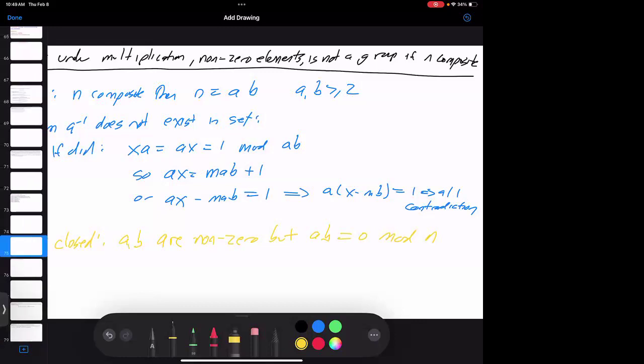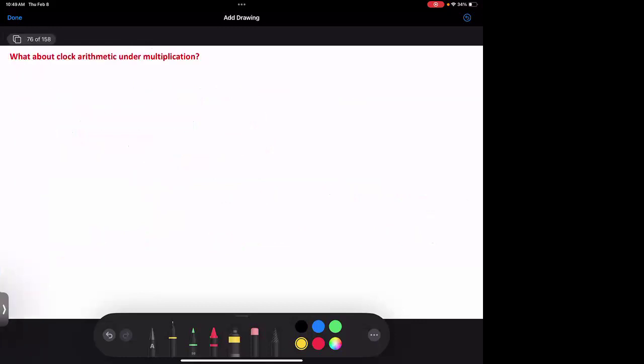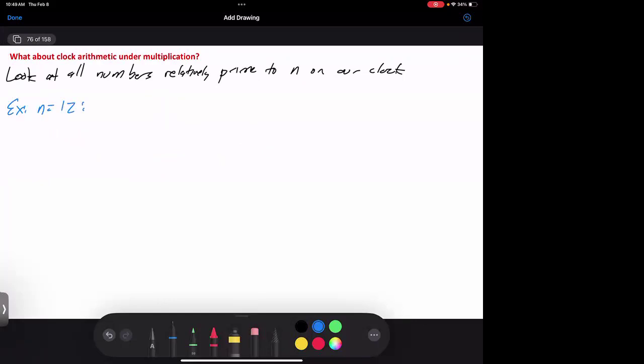Okay, good. So let's try that. Look at all numbers relatively prime to n on our clock. For example, n equals 12. What's the first number that's relatively prime to 12?